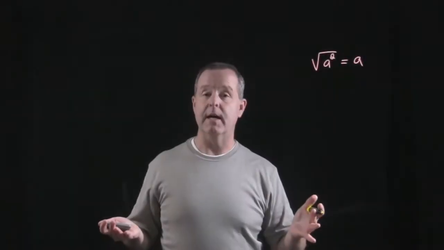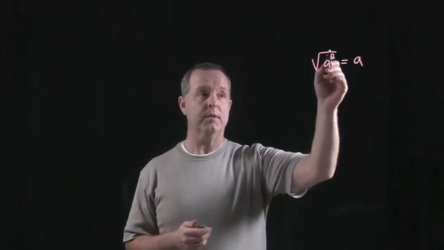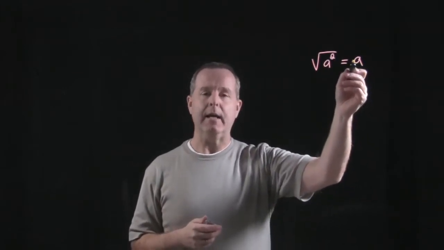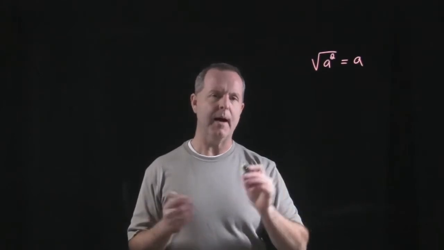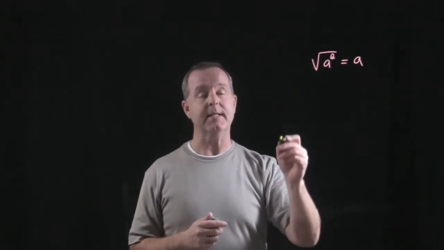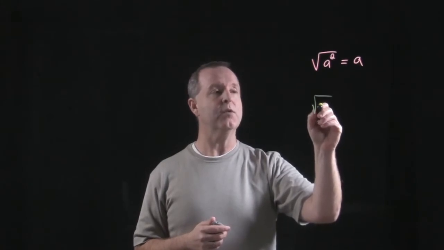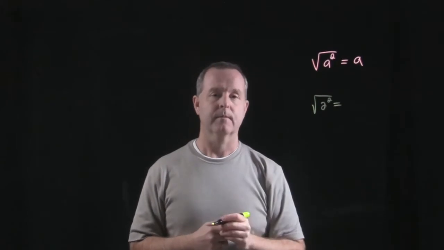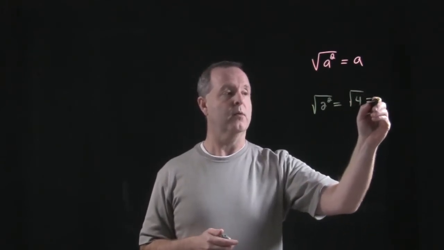Coming across a square root function in the form of the square root of a squared, we would think that its result would be just a, because a times a makes a squared. But we might want to reconsider that if we see something, for example, what if we had the square root of 2 squared?